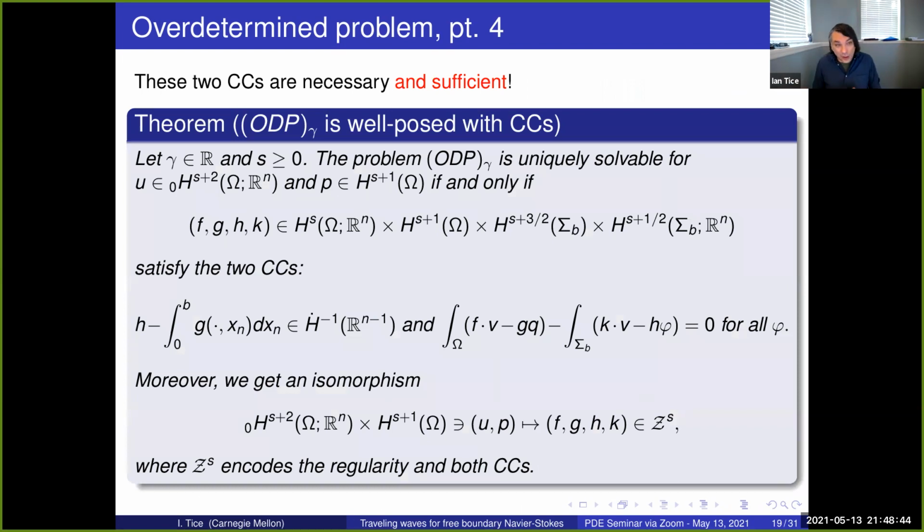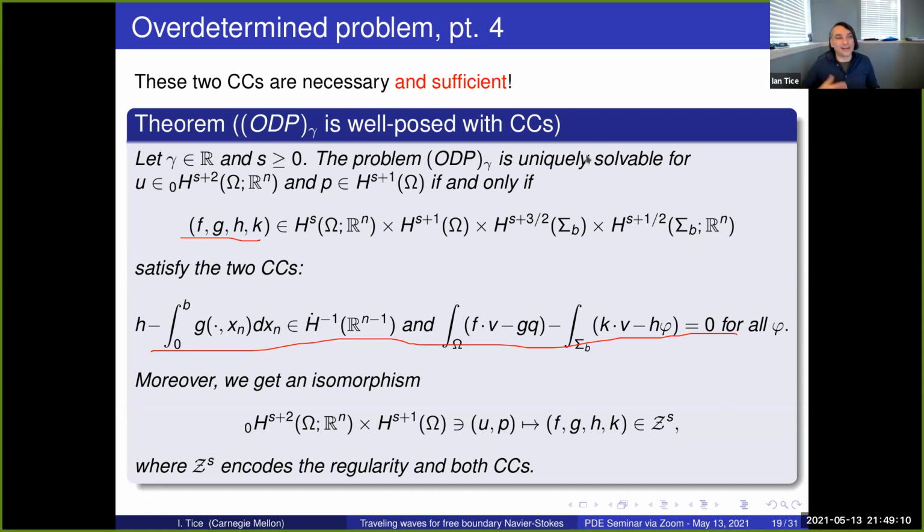This is quite a convenient thing, because what it allows us to do is to say that the overdetermined problem is actually well posed, provided that I restrict it to the set of data that satisfy the two compatibility conditions. And so our theorem says that if you give me a data quadruple that satisfies the appropriate regularity hypotheses and the compatibility conditions, then we have unique solvability of the overdetermined problem.